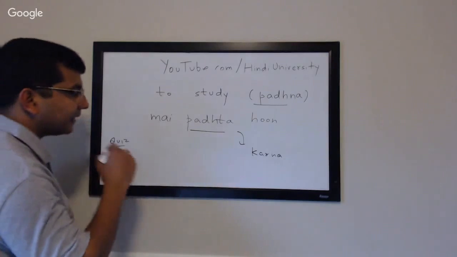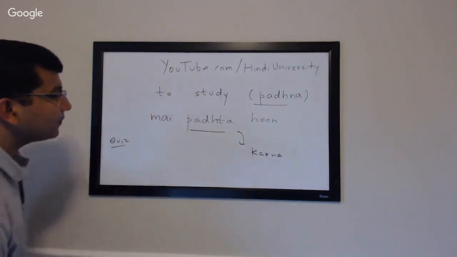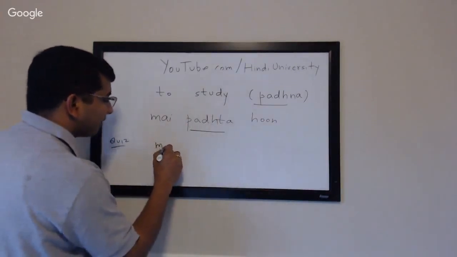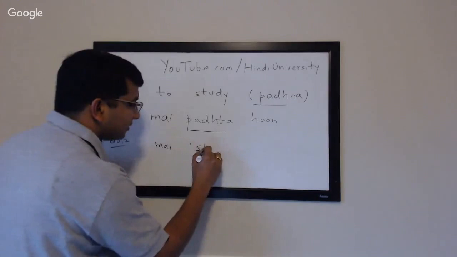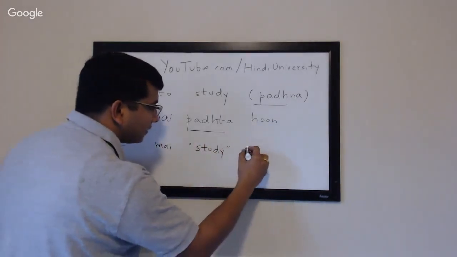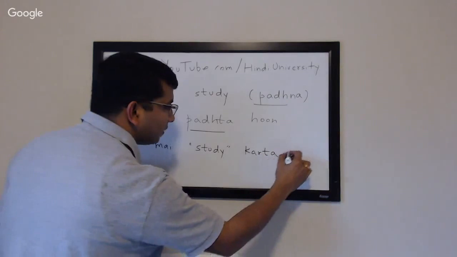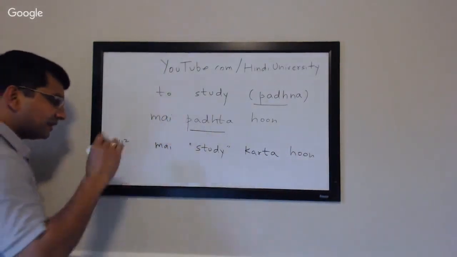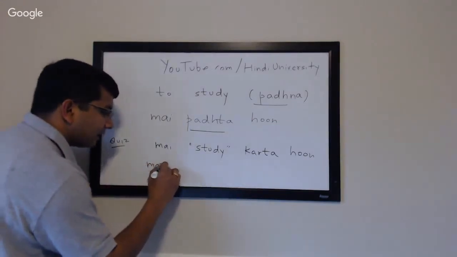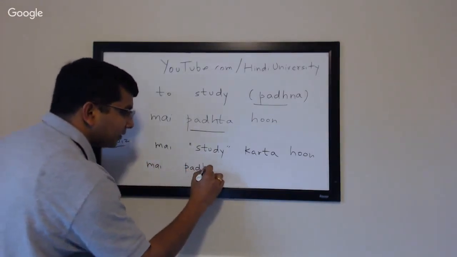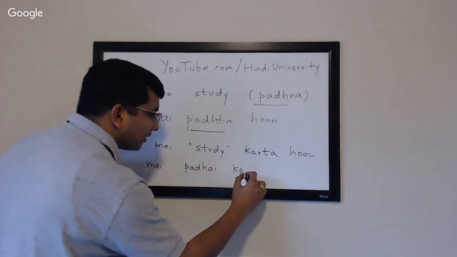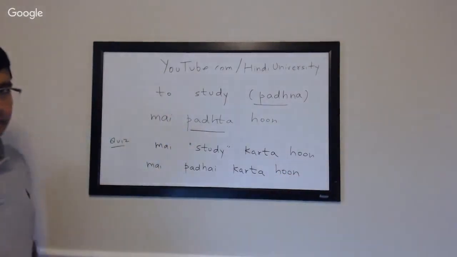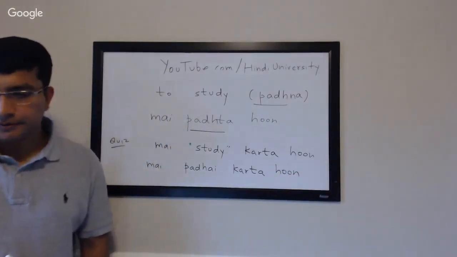Okay, let me give it a try. So the way you will say it is, as I mentioned, you can say मैं study करता हूँ. Some of you may say, why are we using an English word here? Let's see another one. मैं पढ़ाई करता हूँ. मैं पढ़ाई करता हूँ for a guy. मैं पढ़ाई करती हूँ for a girl. Okay.